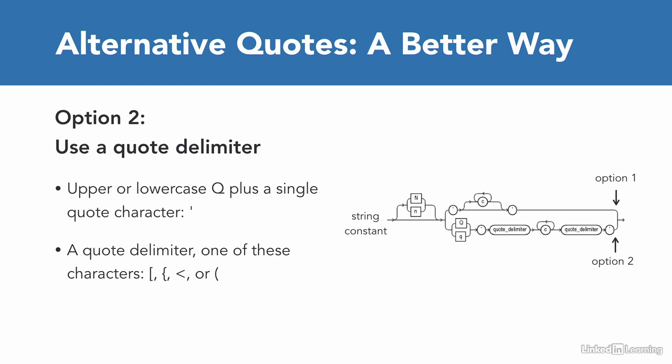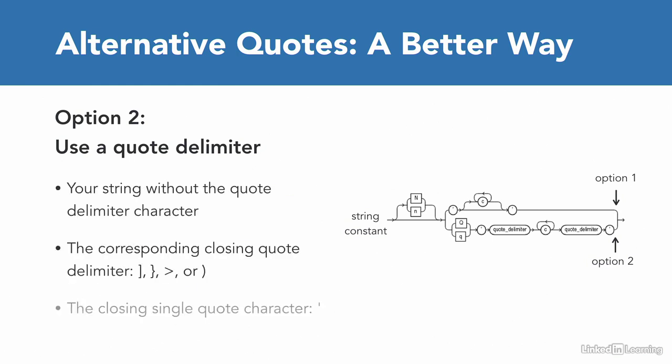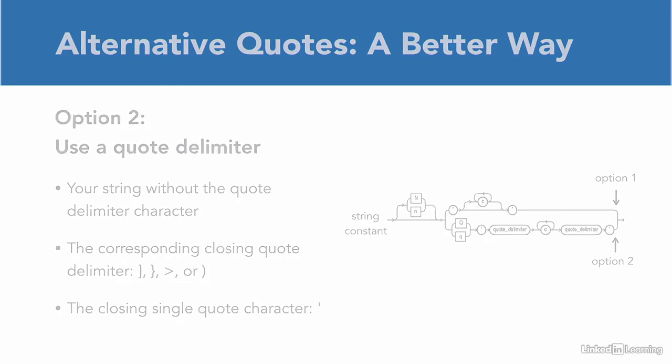Use quote delimiters instead. To use a quote delimiter, follow the rules under option 2. Start with the letter Q, upper or lowercase. Choose a quote delimiter, one from either left bracket, left brace, less than symbol, or left parenthesis. Put in your string without the quote delimiter. Then the closing delimiter, the opposite of what you chose earlier: right bracket, right brace, greater than symbol, or right parenthesis. Finally, use a single quote at the end. That's it. No doubling of the single quote inside the string required.